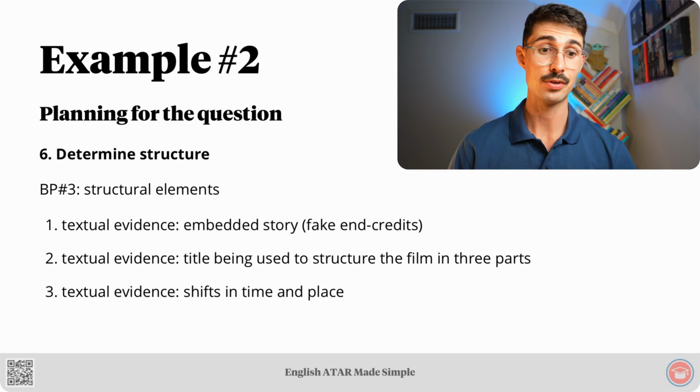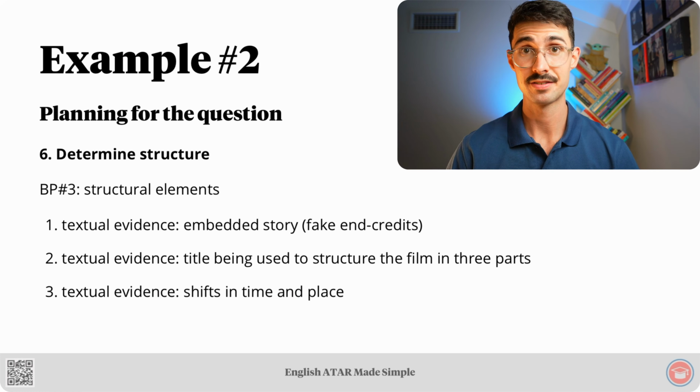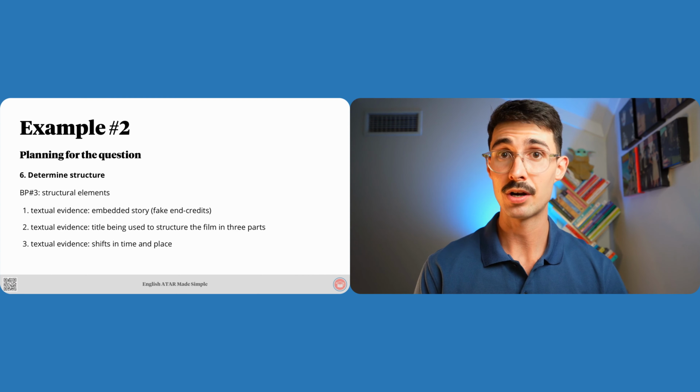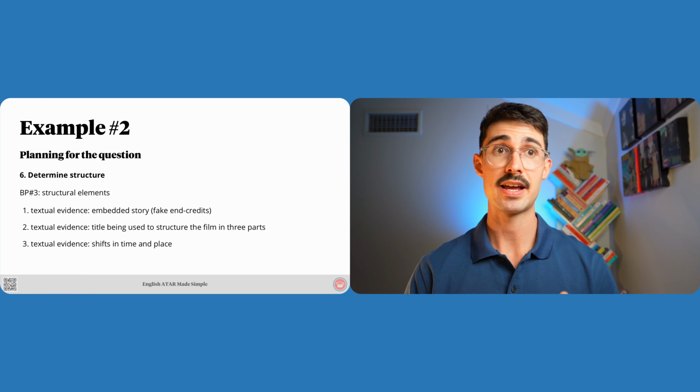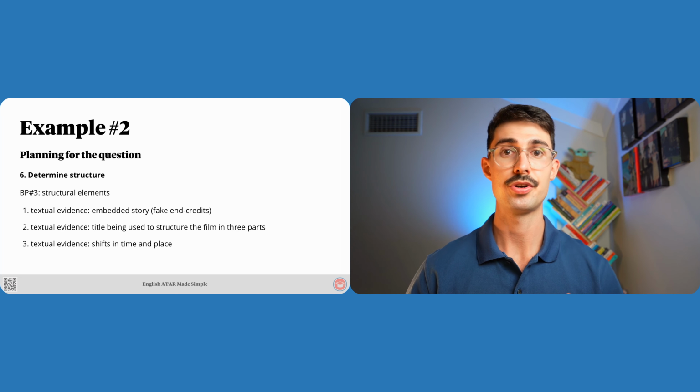And finally, we'll look at shifts in time and place. Bearing in mind that the main focus of each body paragraph is how Everything Everywhere has transformed genre. For this body paragraph, I'm saying Everything Everywhere has transformed genre through its use of structural elements. Example number 2. Done and dusted.